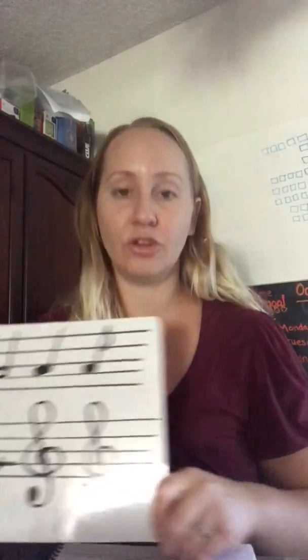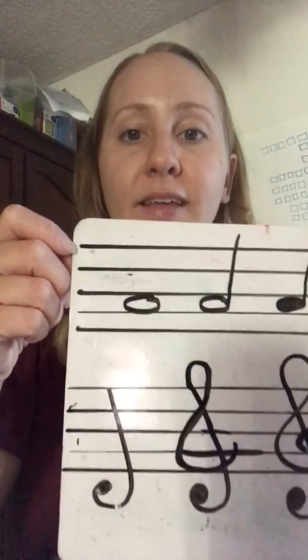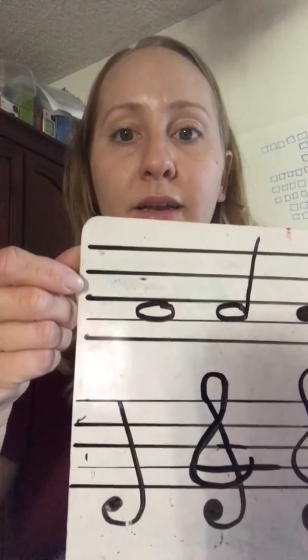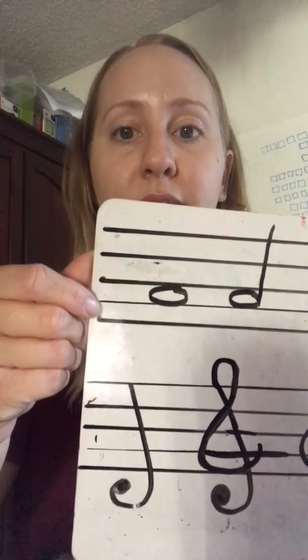Then we're going to identify the staff as a group of 5 lines for writing notes of a song, and then we're going to ask them to count the lines of the staff and show them how to find the spaces. So here's the lines of a staff: 1, 2, 3, 4, 5, and the spaces 1, 2, 3, 4. Okay?